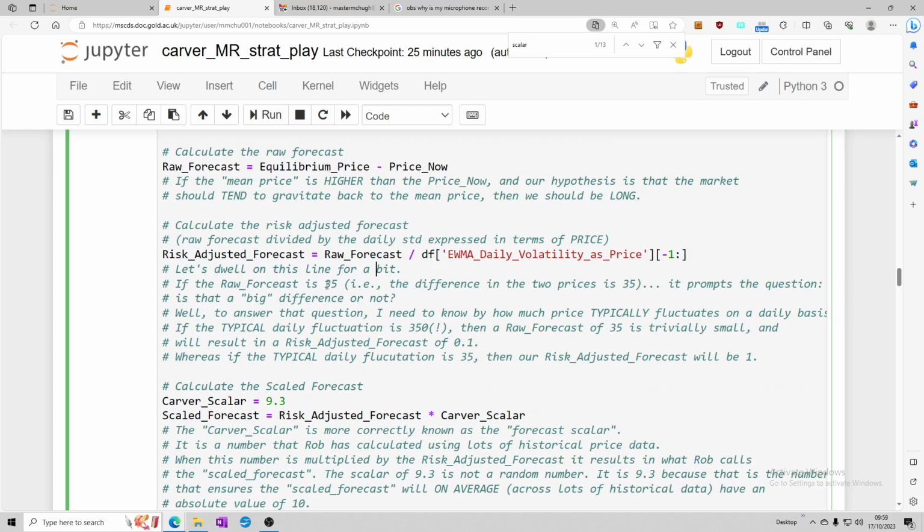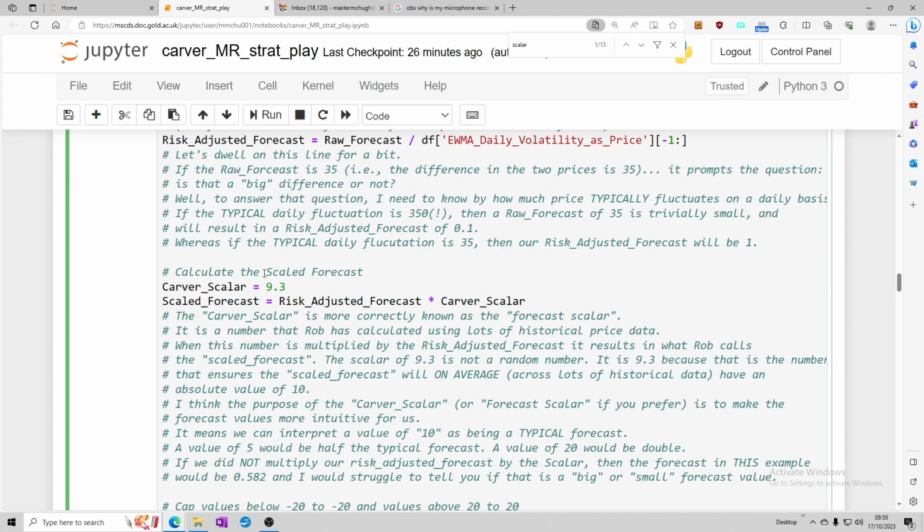If the raw forecast is 35, i.e., the difference in the equilibrium price from the current price is 35 points, it prompts the question, is that a big difference or a small difference? To answer that question, I need to know by how much price typically fluctuates on a daily basis. If the typical daily fluctuation is 350 points, then a raw forecast of 35 is trivially small and will result in a risk-adjusted forecast of 0.1. Whereas if the typical daily fluctuation is 35, then our risk-adjusted forecast will be 1, and so on.